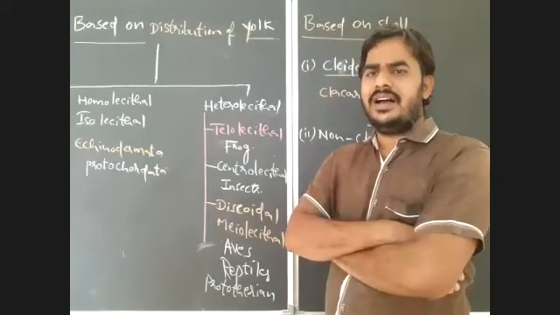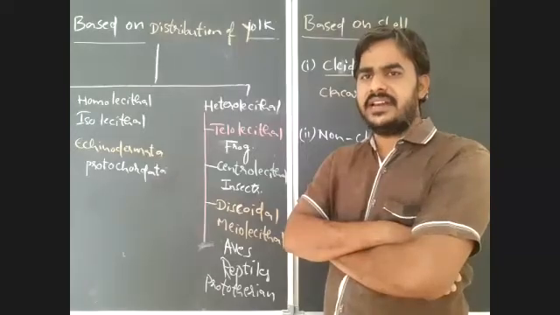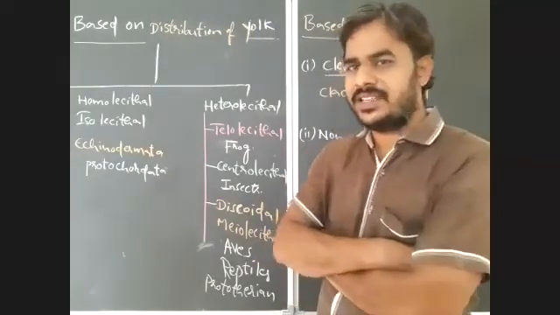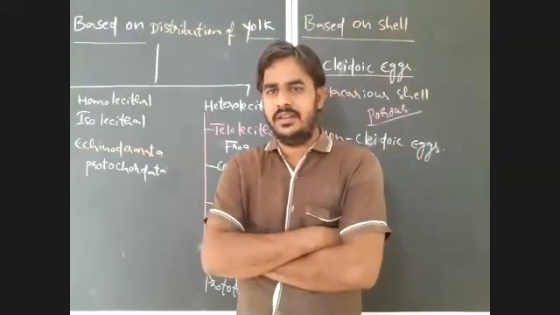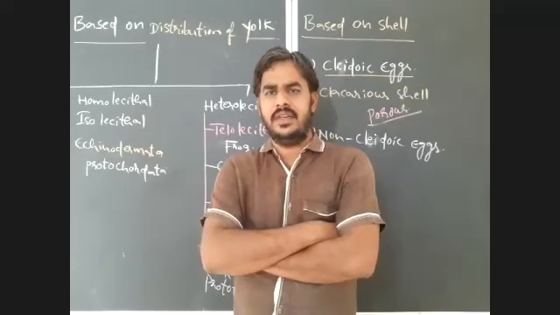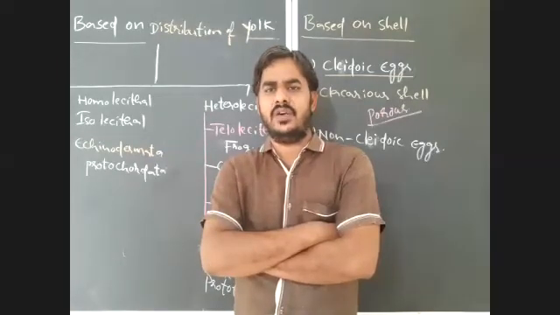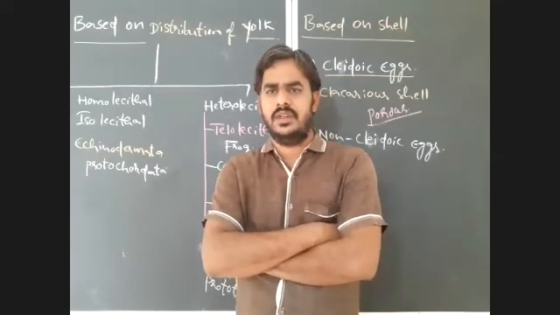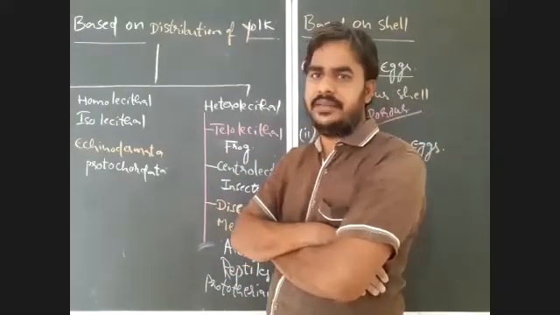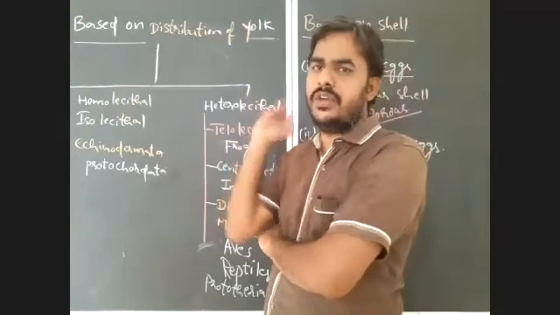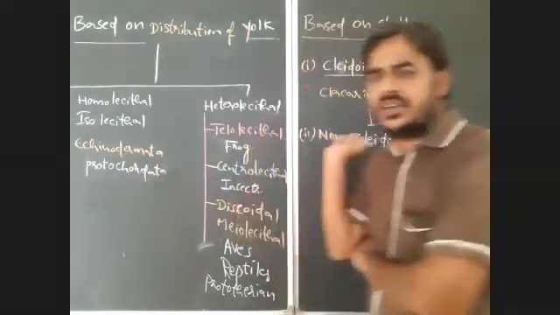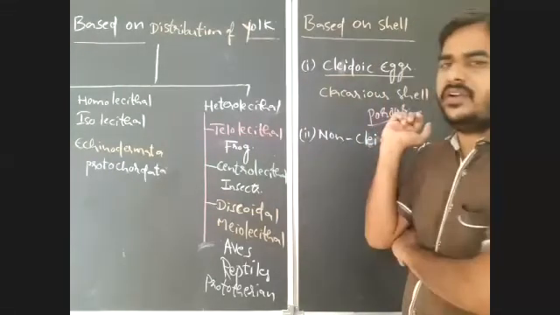What are the types of eggs in starfish? So in starfish, which belongs to Echinodermata, the egg is microlecital egg. Based on amount of yolk, it is microlecital egg. Based on distribution of yolk, it is homolecital or isolecital egg. There is no shell, so it is non-cleidoic egg.